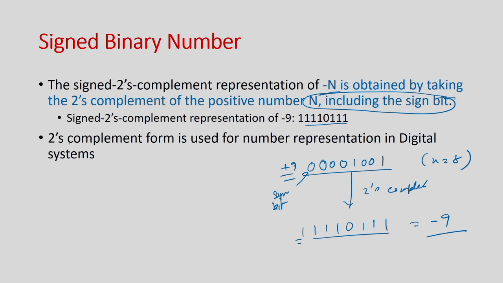And as I mentioned, the 2's complement is a natural choice in the digital system. So, every number is stored as a 2's complement of the number in the signed binary number, so that we can seamlessly do the addition and subtraction using an adder, okay.